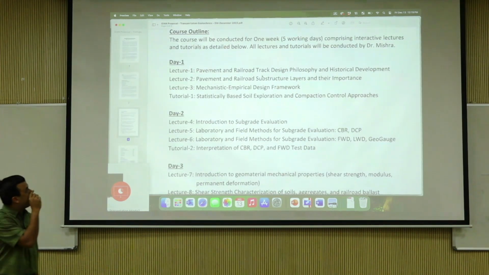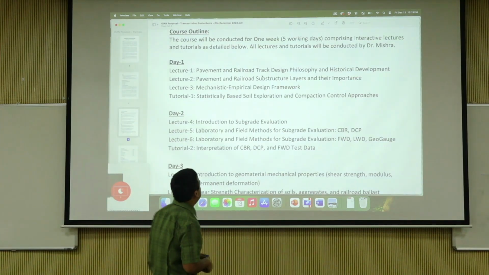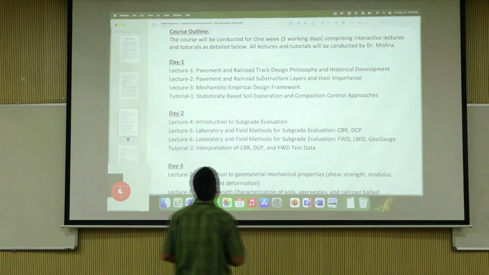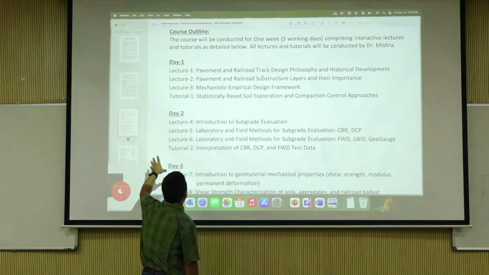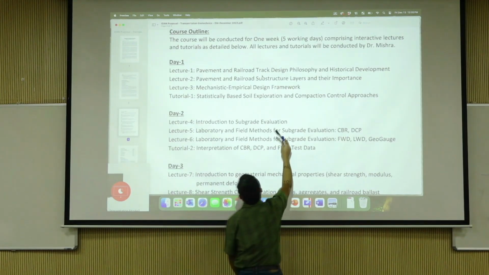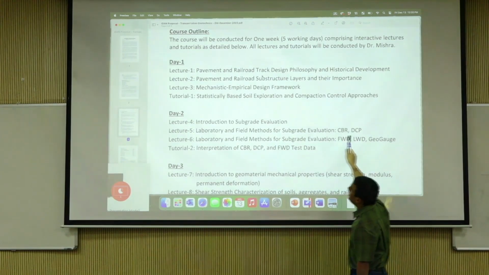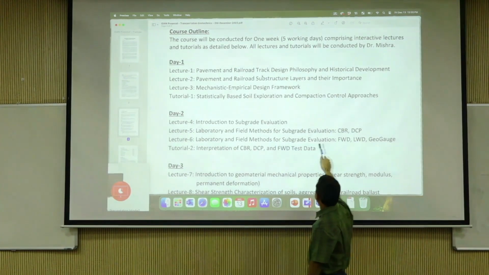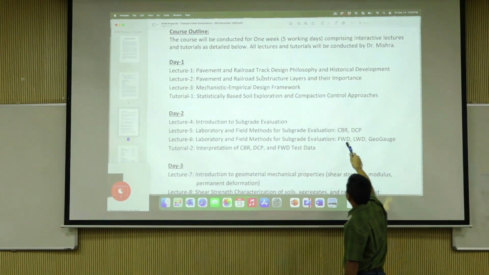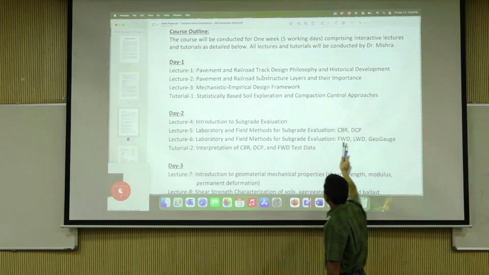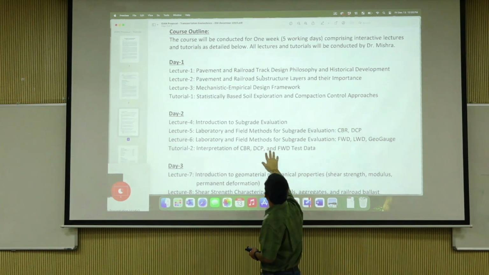So pavement and railroad track design philosophy, historical development, we did it. Substructure layers, their importance, mechanistic-empirical framework, statistically based soil exploration, you guys did all of that. Introduction to subgrade evaluation, laboratory and field methods of subgrade evaluation, CBR, DCP, FWD, LWD, GeoGauge. We introduced everything. We didn't go into details of LWD. Maybe in the tutorial we can take a look. Interpretation of DCP, that's what today is.